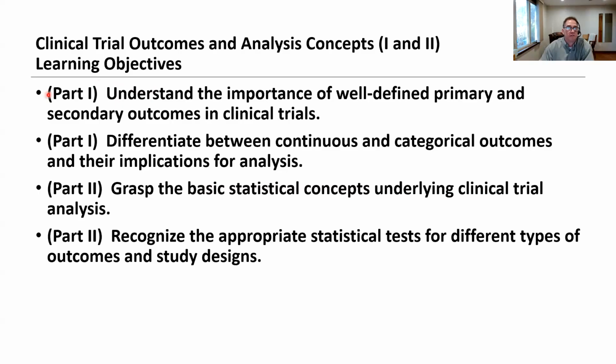Okay, these are our learning objectives. Part one, we're supposed to understand the importance of a well-defined primary and secondary outcome in clinical trials, and differentiate between continuous and categorical outcomes and their implications for analysis. Then in part two, grasp the basic statistical concepts underlying a clinical trial analysis and recognize the appropriate tests for different types of outcomes and designs. I think I'm going to run out of time right about in this last space, so I don't have a lot of information on that for you today.